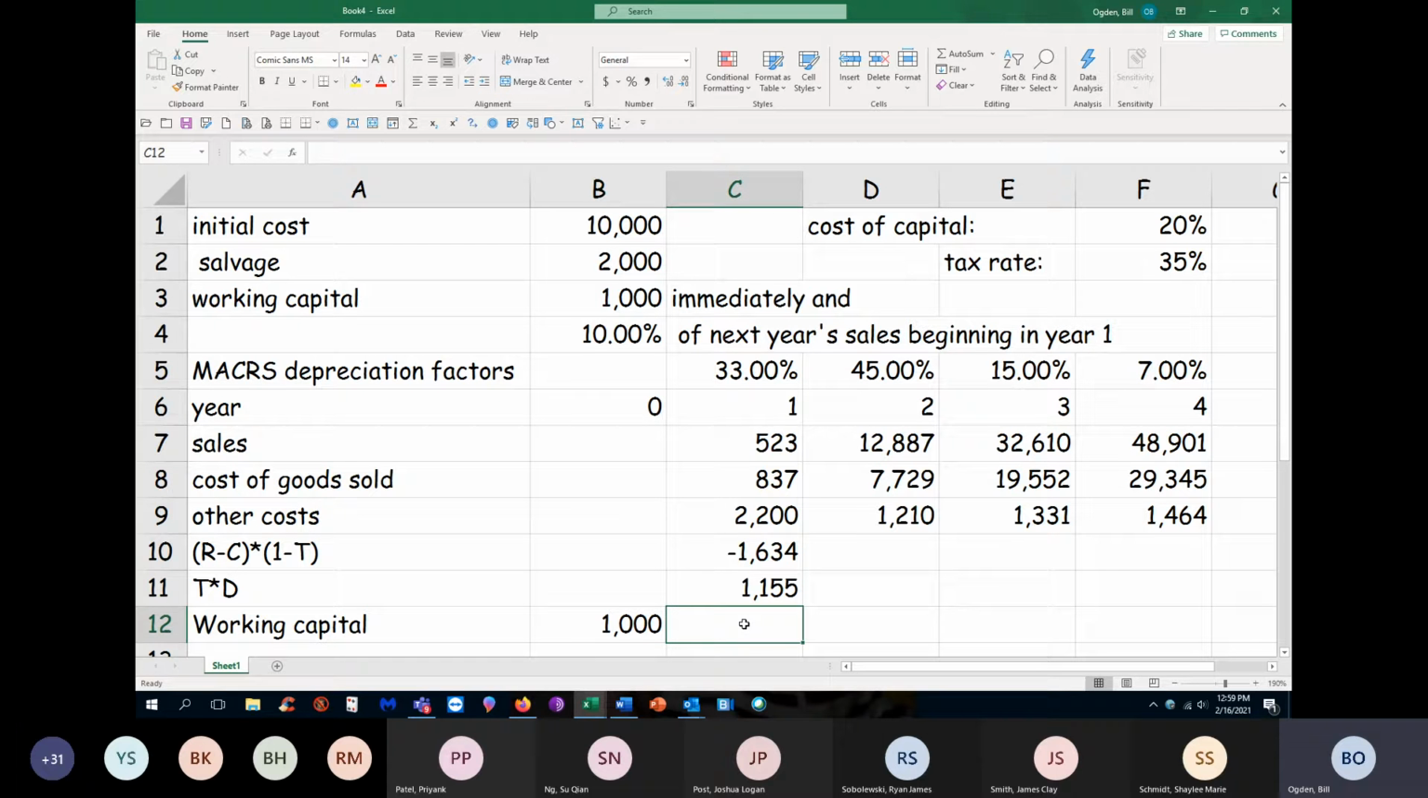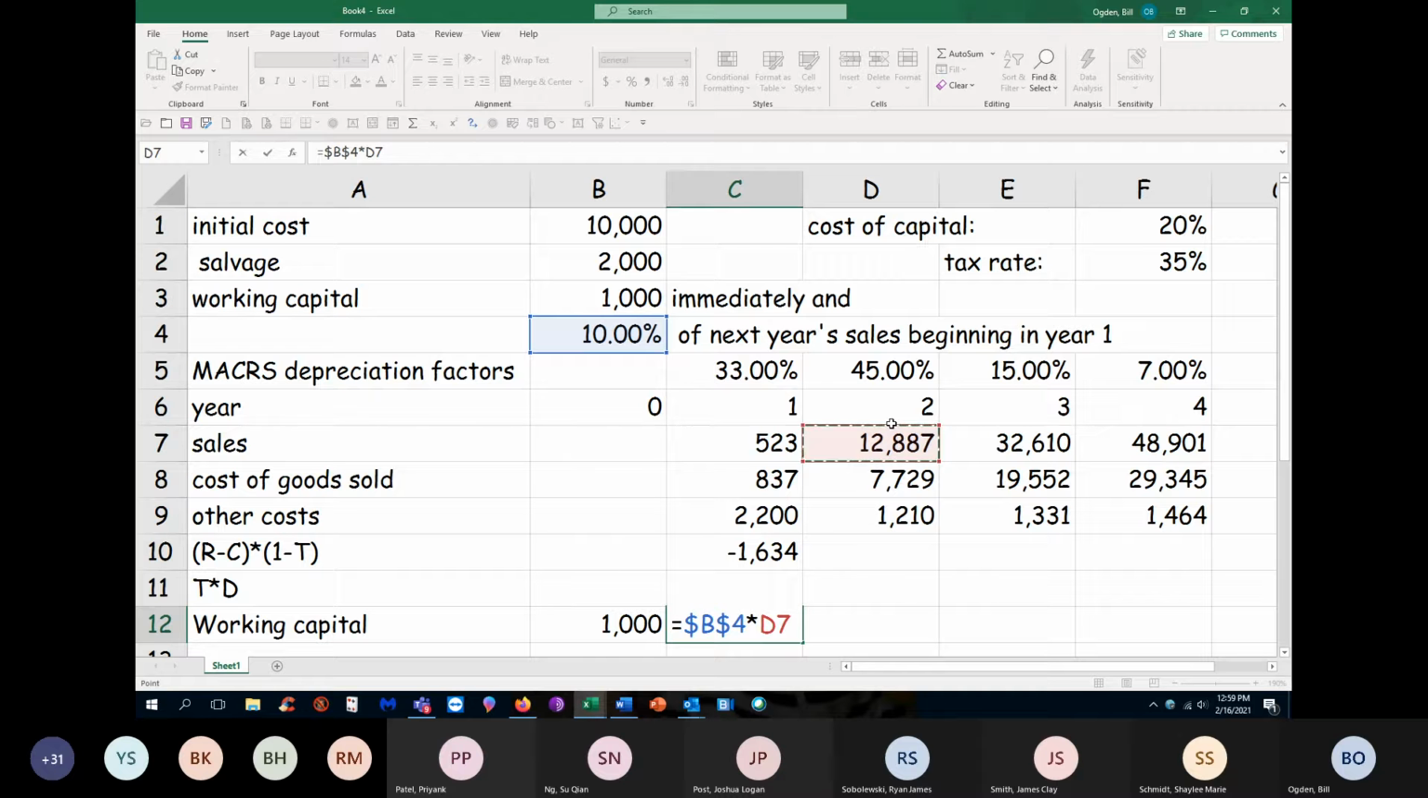So I'm going to go here. So we're going to increase that to what? 10%, and I'll lock that, of course, times next year's sales. You know, that I won't lock because I will be changing it as I copy across, won't I?